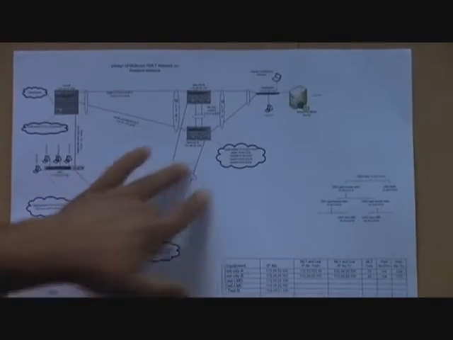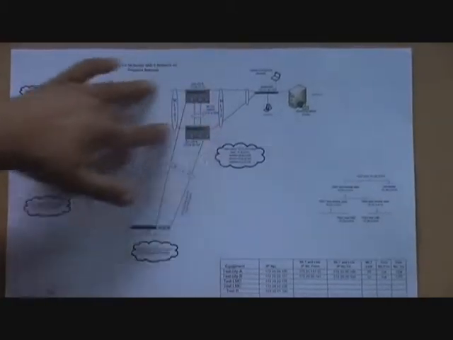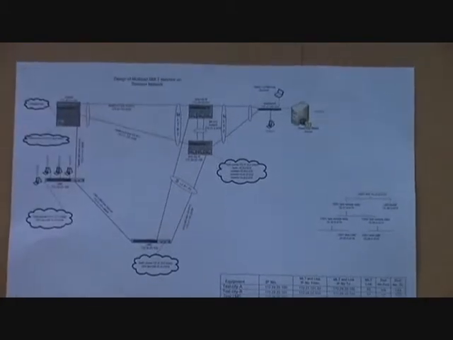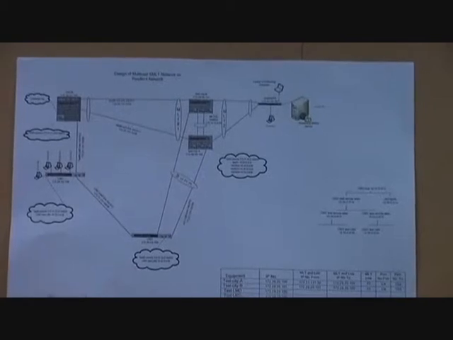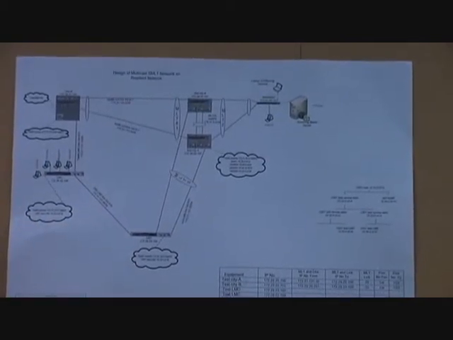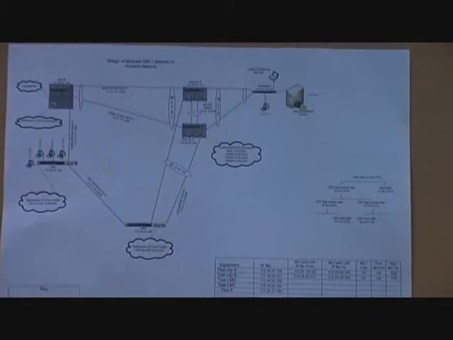These red links represent the links going back to the switches. They're the fiber optic links, giving connections at 100 mega, 1 gig between these switches.